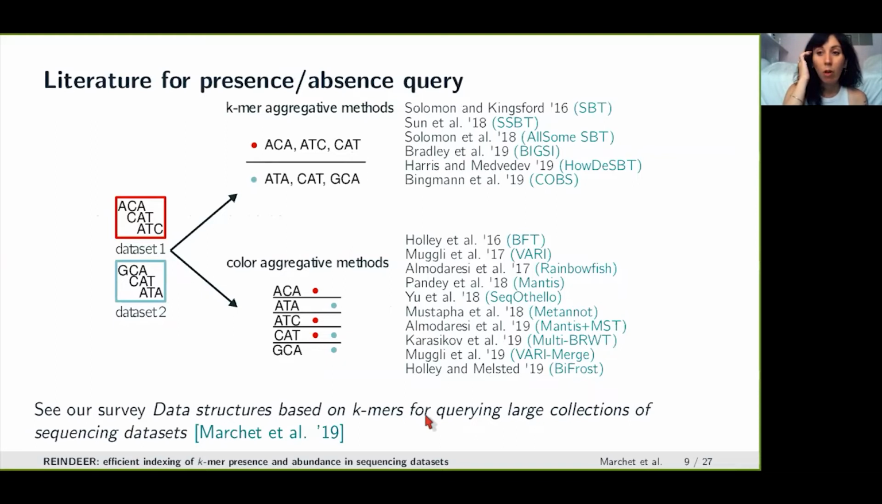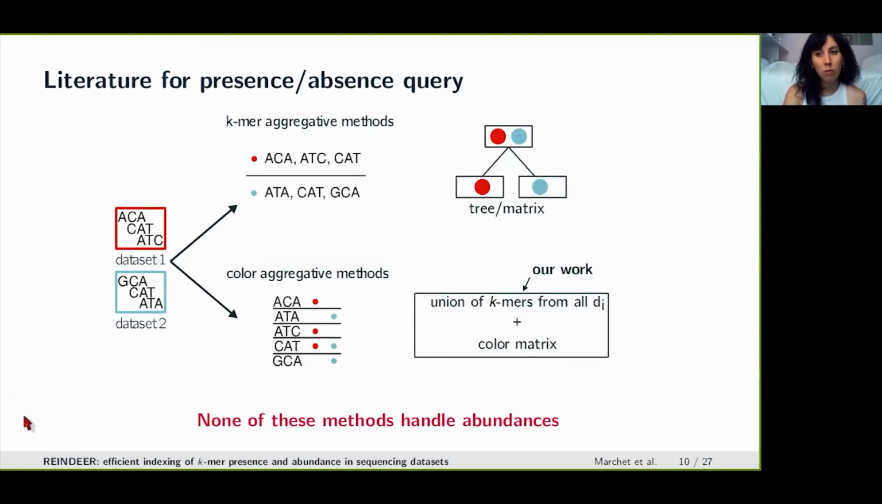But first, a bit of literature about what was existing before. So it started in 2016 for the large-scale data structures. And the literature, we can divide it in two ways of doing. If you want to know a bit more about all these methods, you can refer to a survey that we did recently that is available on bioRxiv. And just a few words.